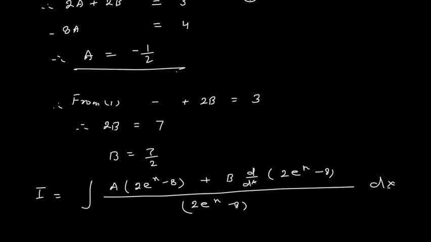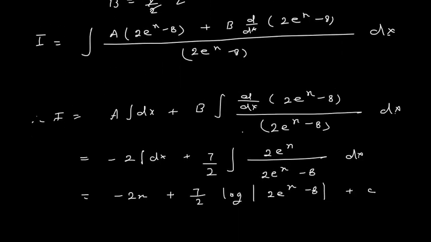So here it is minus 1, and then it will be 2b is equals to 4. So b is equals to 2. So the value of b is 2. A is minus half and b is 2. So we replace this minus half and here we replace by 2. So it is minus half x plus 2 into log of 2e power x minus 8.